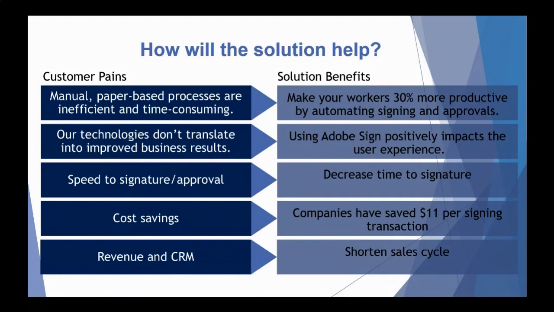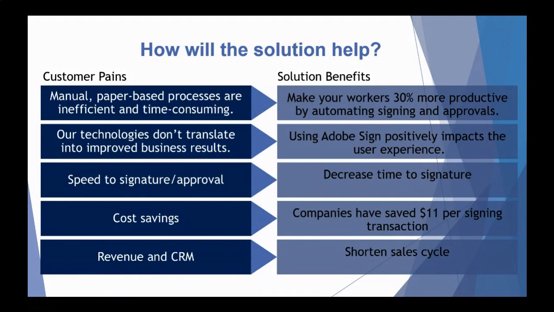Cost savings, so not just cost savings by saving time, but again, that Forrester report showed that companies had saved $11 per signing transaction, which is around probably £6-7 in today's money. So quite significant. And when you start scaling that up based on the number of transactions you're doing, it's a solution that can actually really deliver a return on investment for institutions as well.